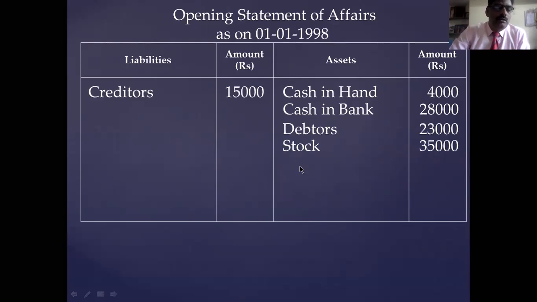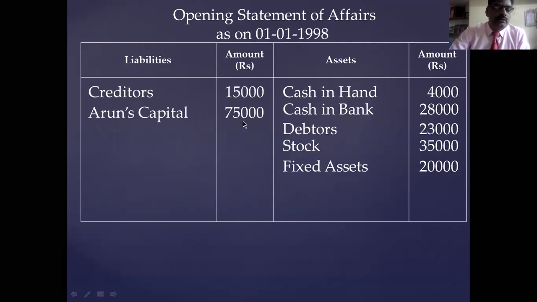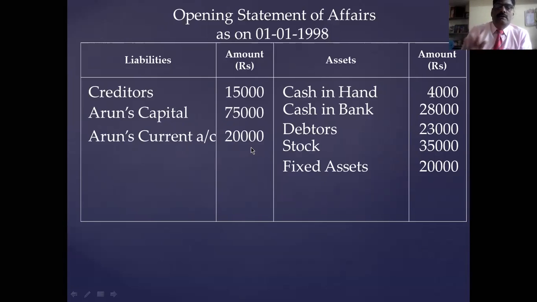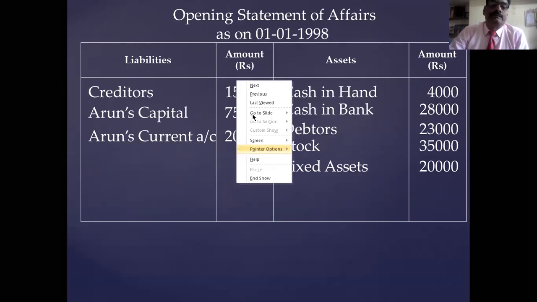Stock 35,000. Then fixed asset. Fixed asset 20,000. Next Arun capital. Arun capital 75,000. Then Arun current account. Arun current account 20,000. These are the opening balances. Okay. These are the balances given, and this is the opening balances. I'll leave this and go to next cash book, that is cash account and bank account.